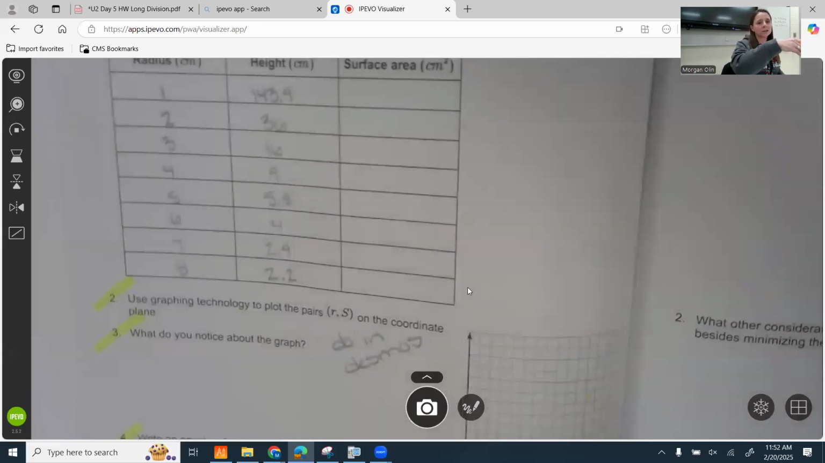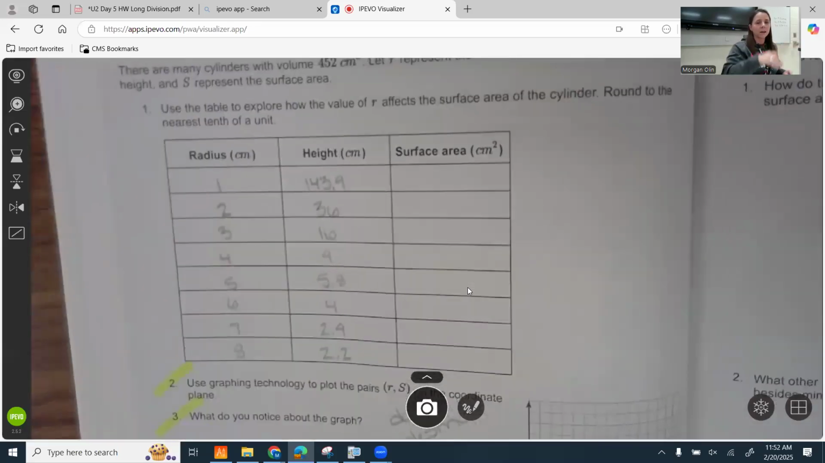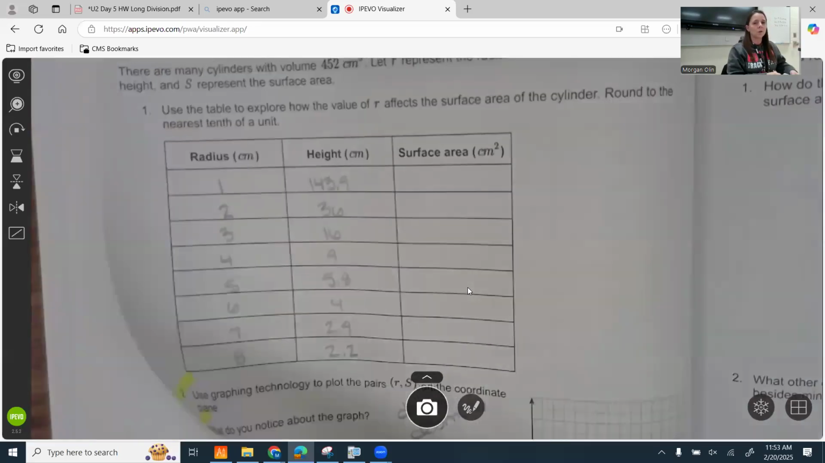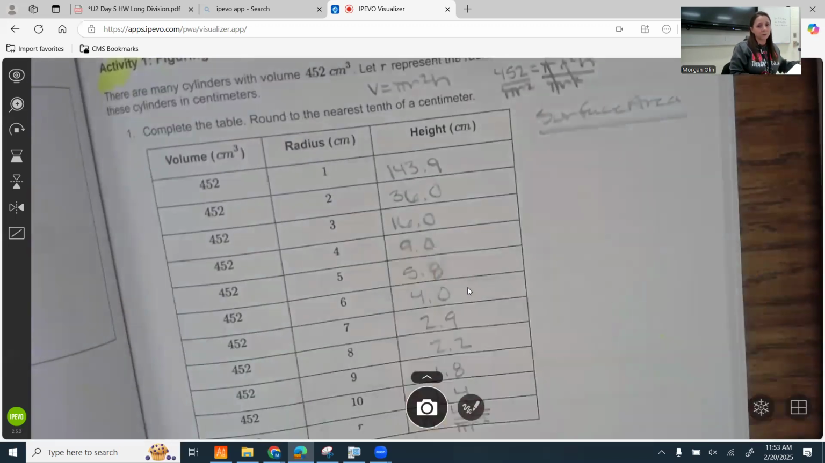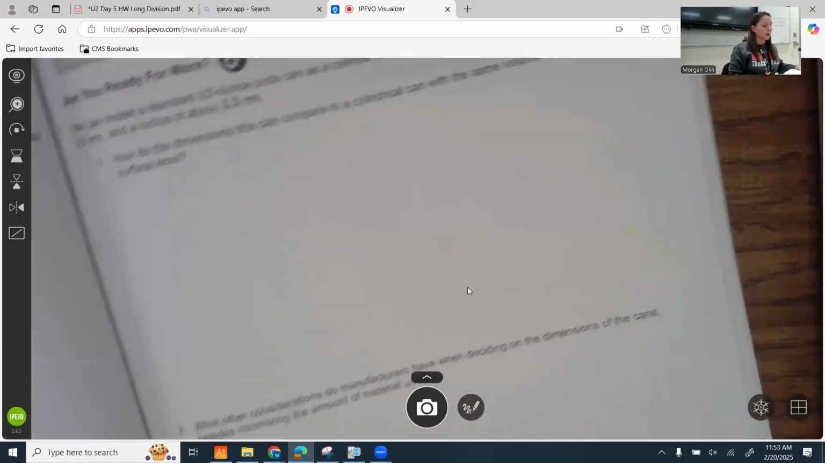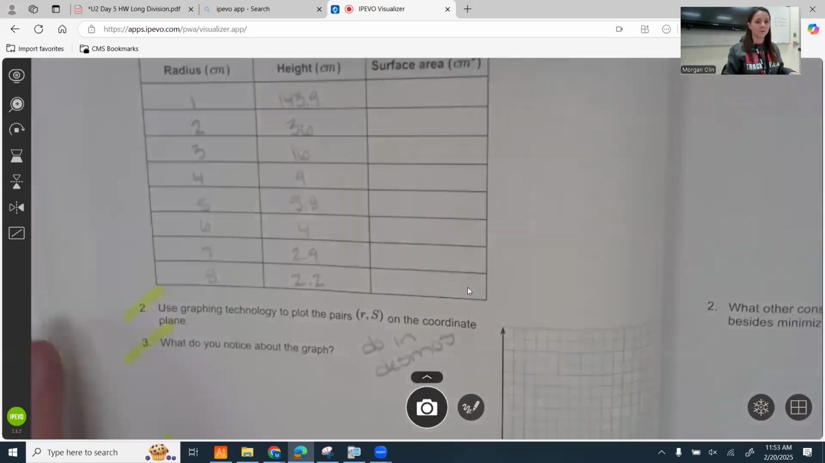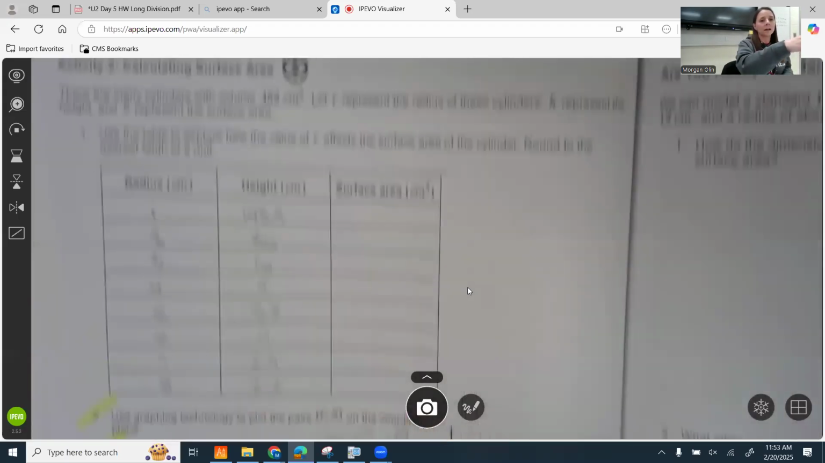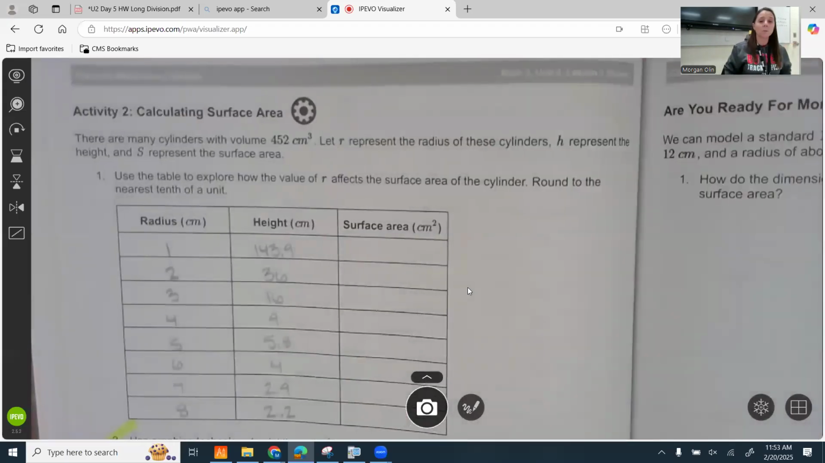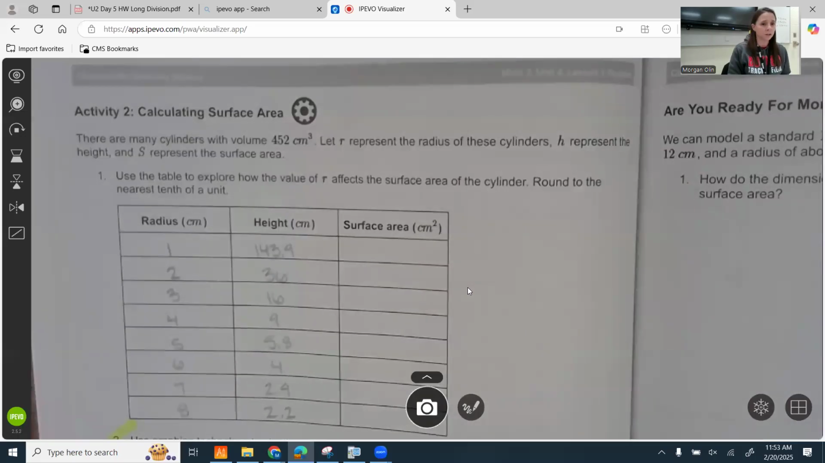So let's look at the surface area. Now, if you want to, you could just take this one and put a column here, surface area, so you don't have to recopy this. If you want to recopy it, you can. I just went ahead and recopied it, although it only gave us up to 8 here. Now I just flipped over one page. I'm on page 148. Activity 2.